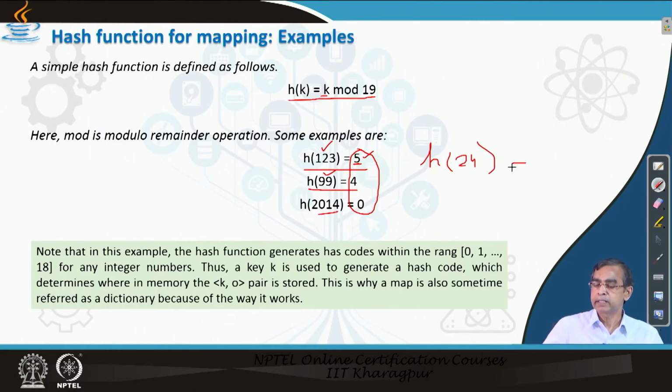So this is also equal to 5. That means if there is another object whose key value is 24, then it gives the same mapping or memory location. That means the two objects whose key values are 123 and 24 are located in the same memory location, which is not possible, which is not desirable.